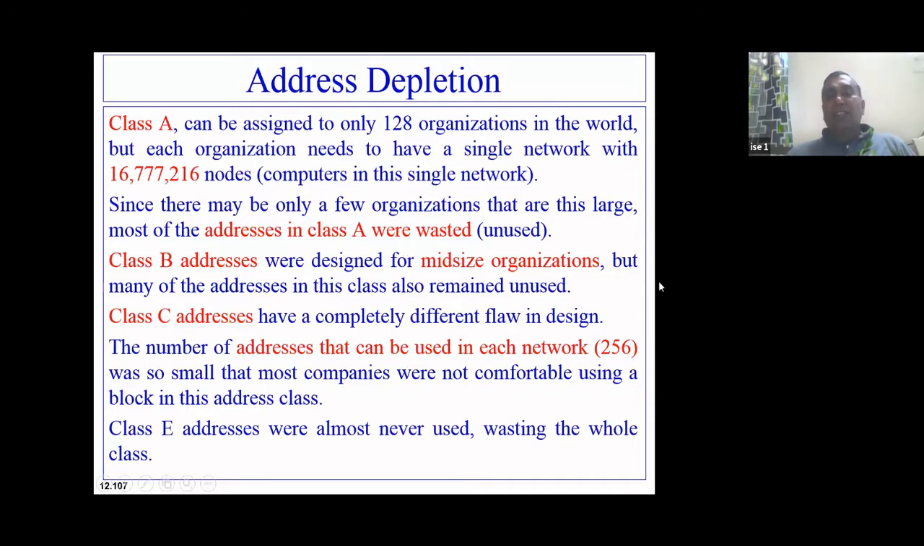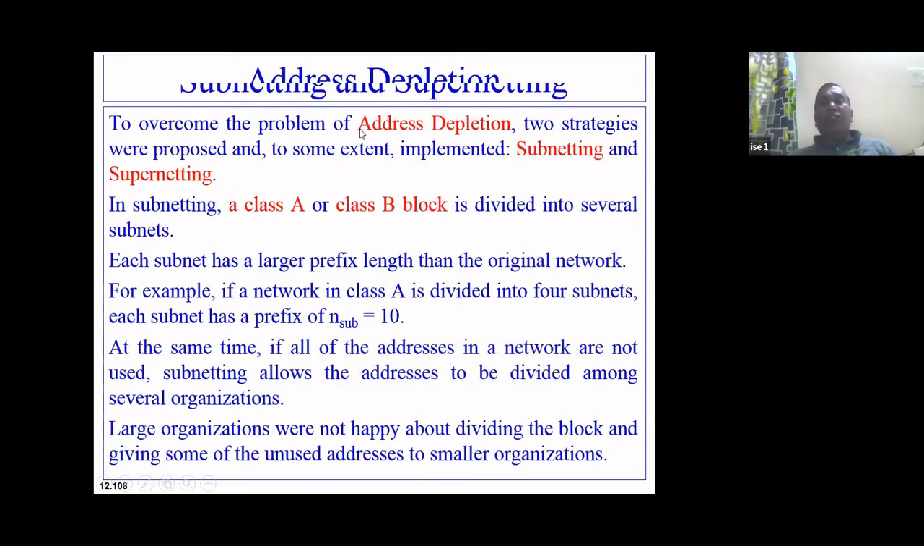B class address was designed for mid-size organizations, and that is 16 bits addressing. So 16 bits minus means 2 to the power 4. We have seen how many addresses. So that many organizations, and again 2 to the power 16. Again, mid-size organization, 2 to the power 16 means it won't be that big. That many number of systems will not be there. Class C again had a flaw. You got the idea. So too many flaws were there in this. So class E was almost useless. So this was called address depletion. I mean to say, the number of IP addresses fell short of the number of systems.